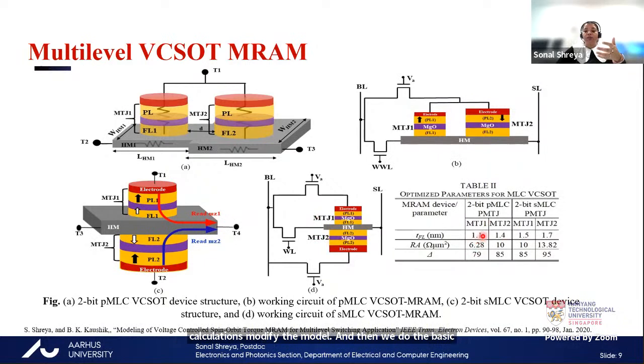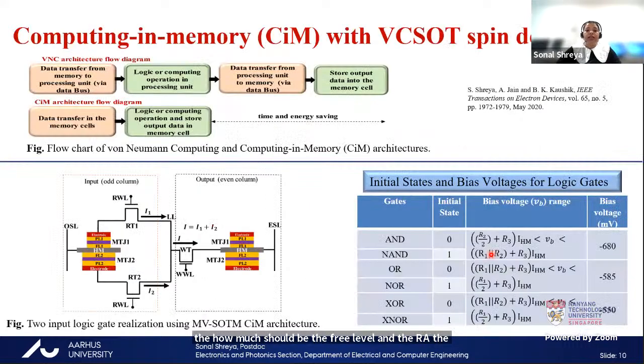And these are the optimized parameters for 2-bit: how much the free layer length should be, the RA, the thermal stability factor, and all those things. And then once our device is designed, we move ahead with the circuit designing. So we can start, obviously, with the smallest thing, that is the logic gates. For that we need to define the resistance equations accordingly.